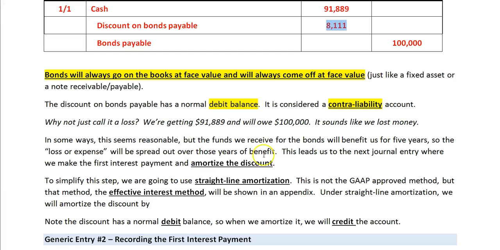So that seems reasonable, but the reason we don't do it that way is that the bonds, the money, the 91,889 we'll get to use for 5 years. So the bond will benefit us for 5 years, so we're going to spread that loss out over the years of benefits. So that's why it's not going to a loss or an expense account here for the 8111. It's going to benefit us over that time period, so we're going to spread it out over those 5 years of benefit. But we do have to do something with this discount.